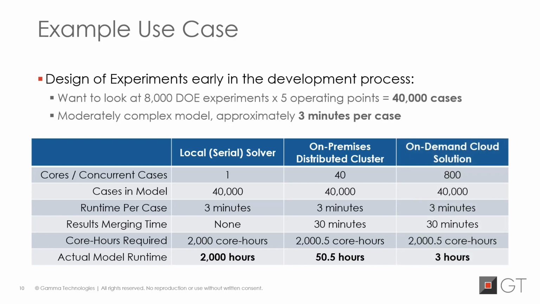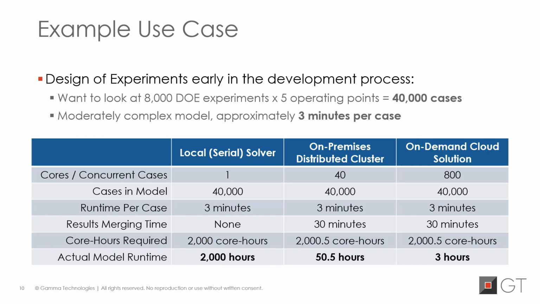Lastly, let's look at the on-demand cloud solution, where things get really interesting. Let's assume that we have 800 cores available to us in the cloud. Since we're not limited by solver licenses, and we can easily scale cloud hardware up and down as needed, this is a fairly realistic number we would expect to see for this type of study.